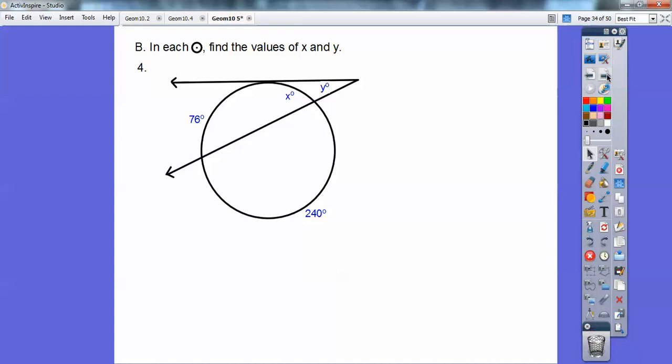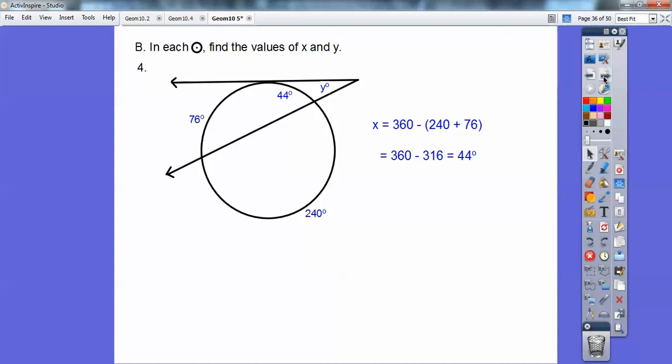Okay, so here's another one. I have x and y right here. Looks like I have the majority of the circle. Here's 240, here's 76. And then this is the rest of the circle right there. X is the rest of the circle. So if I take 360 and subtract off the 76 and 240, I get 316 when I add those together. And then x must be 44. So I'm going to go ahead and put 44 in there for x.